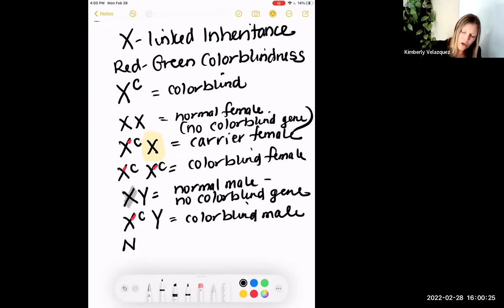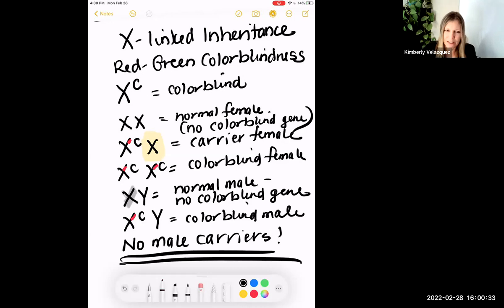There are no male carriers, because carrier means you carry the bad gene, but you don't have the disease. There are no male carriers because even with just one bad copy of that gene, you don't have another X to balance that the way this person did. That's why more males have X-linked disorders. There are more males with color blindness. There are more males with hemophilia.